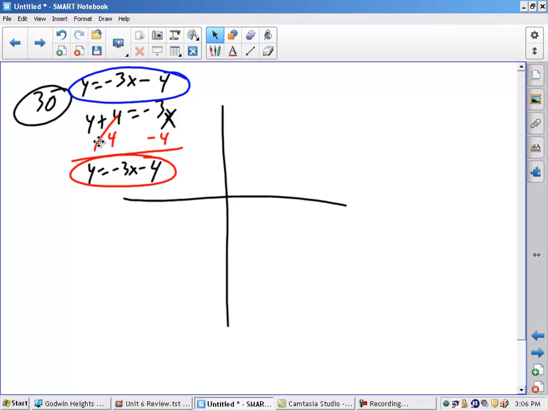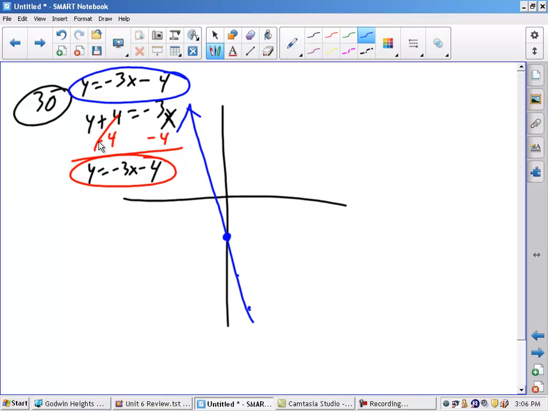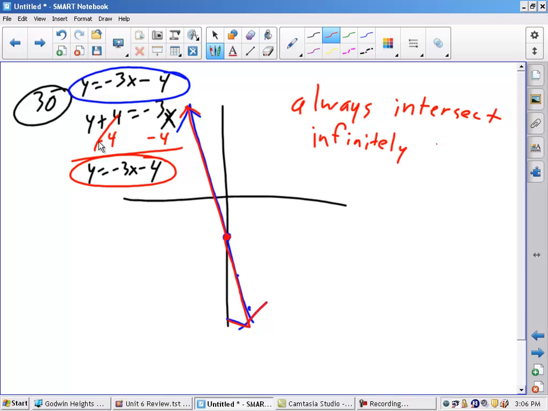So if I have those two equations, if I graph the first one, and I'll just do a quick sketch on these, and I go down 3 over 1, down 3 over 1, I graph that line, I think you will find that if you graph the other equation, it will actually end up being on the same exact spot, same slope, same y-intercept, everything. So they always intersect, which means that they have infinitely many solutions.